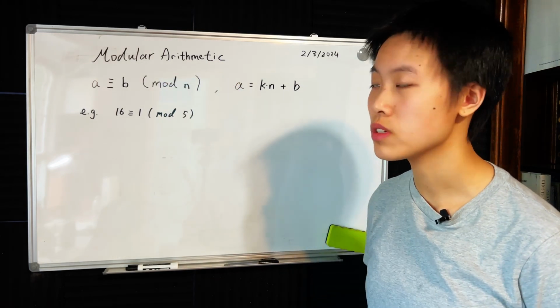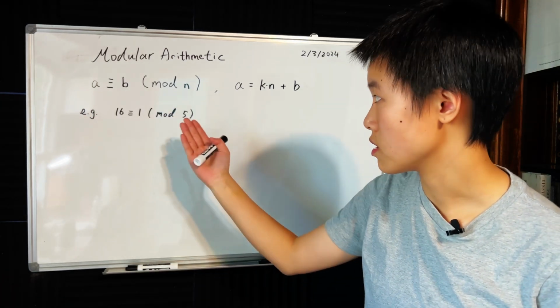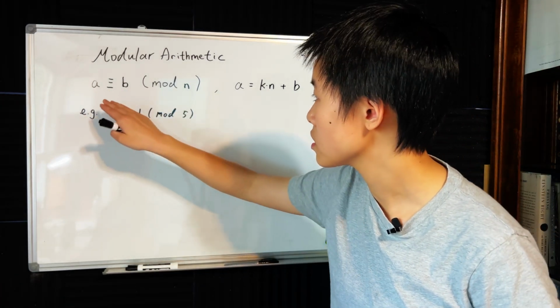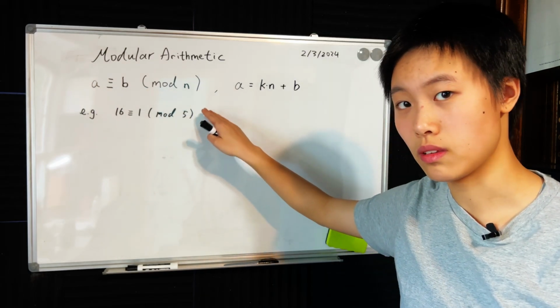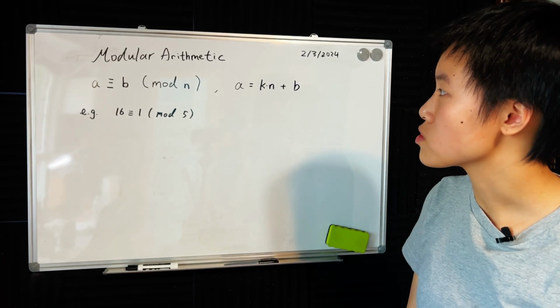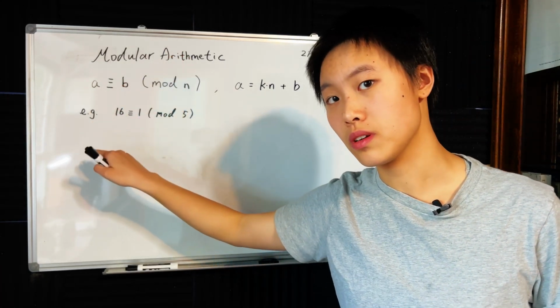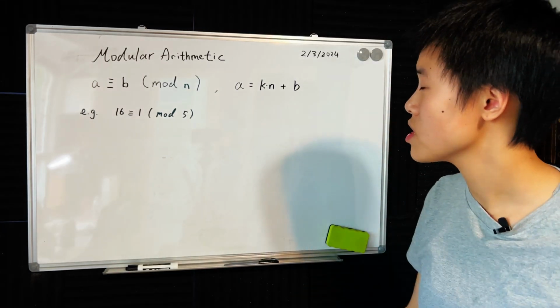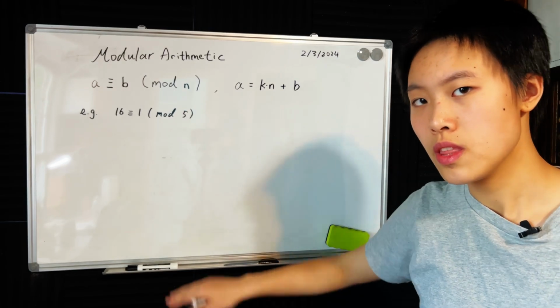In its essence, it is basically this formula. It's not a formula, it's just how you write it. It reads like A equals B modulo n. And what that basically means is when A is divided by n, B is the remainder. And A and B are always integers, and n is a natural number greater than 1.